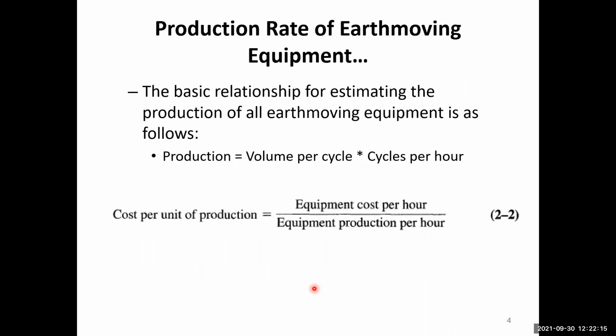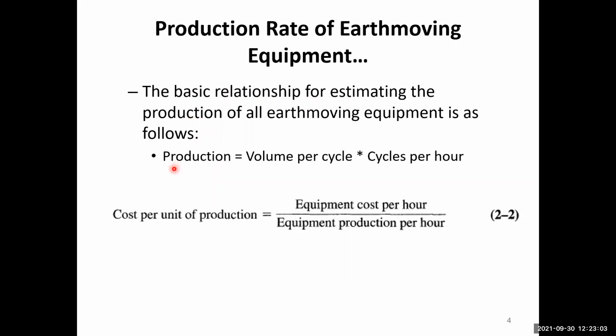Okay, so that was about the equipment selection. Now we can talk about some of the equations which we can use in this topic. What we want to know is, if we want to use such equipment for the earth moving operation, then we need to find the production rate for the earth moving equipment. We want to know the production rate of the earth moving equipment. The production rate can be determined by a basic formula. The basic relationship for estimating the production of all earth moving equipment is as follows.